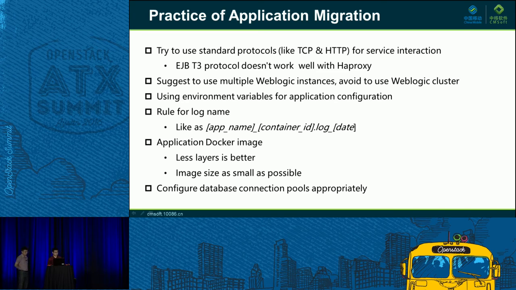For building application docker images, it's better to avoid using too many layers in docker images, remove unnecessary data, only keep the dependent libraries and files, and keep the image size as small as possible. This is very useful for image pulling and container startup. Lastly, configure the database connection pool properly. Sometimes auto-scaling may launch a lot of containers at the same time, which will exhaust all the database connections and cause a long response time from the database.